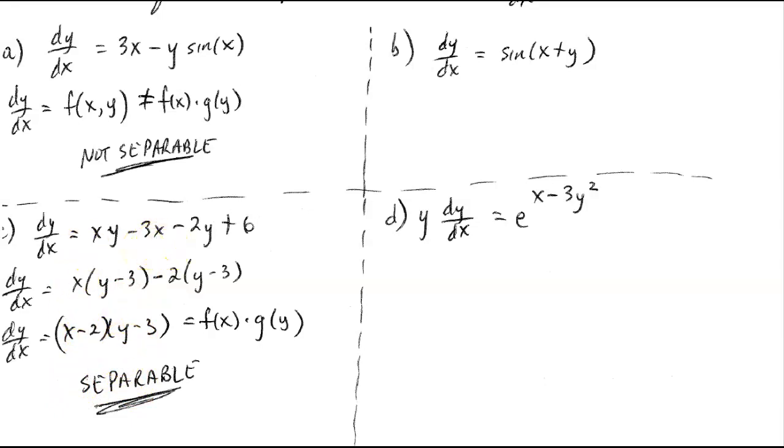Okay. Now for this example, again, there's no way for me to actually rewrite sine of x plus y to make it end up being a function of x times a function of y. No way for me to do that. Even if I use the addition formula for sine, it still is not going to be a function of x times a function of y. So in this case, this is not going to be separable.